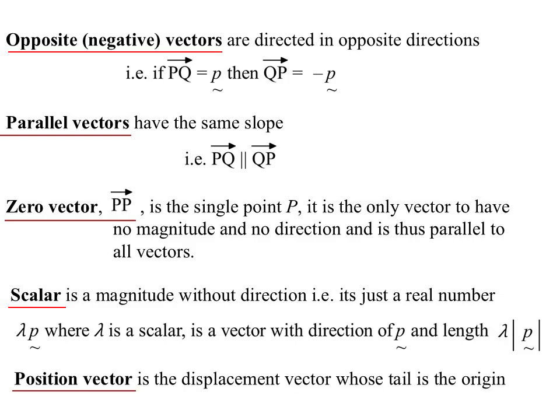A position vector is a very special displacement vector. And it's the one that's anchored at the origin. So the tail's at the origin. It basically tells you what the vector is. So when you place it in that position, we know what the vector is.